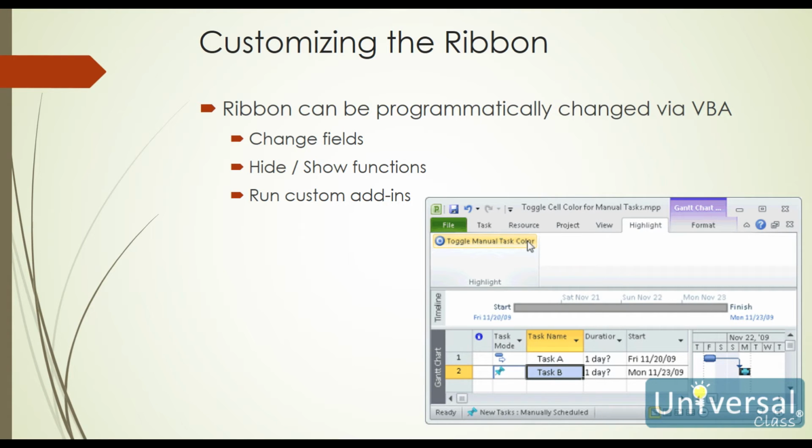The ribbon was introduced in Office 2007, and beginning in Office 2010, it's possible for us to actually manipulate the ribbon through VBA. What we can do with VBA is we can do things like change fields, we can hide and show functions, we can run custom add-ins, and we can even add additional functionality to the ribbon that doesn't already exist.